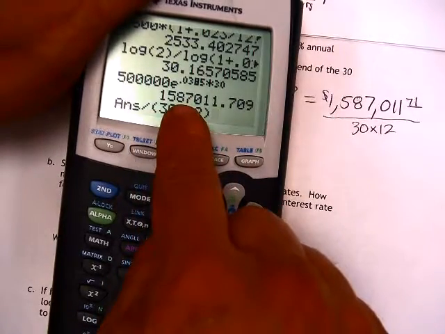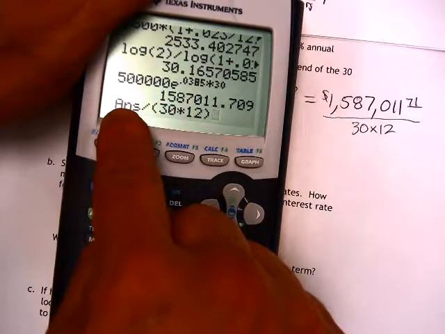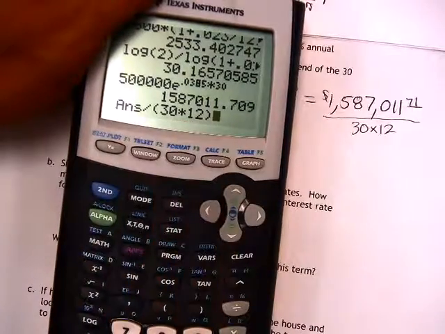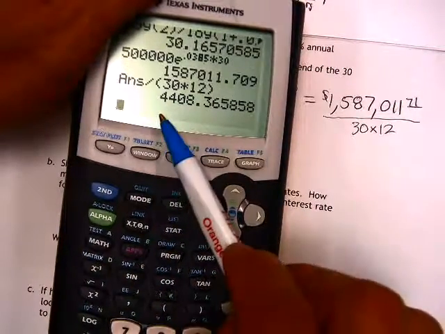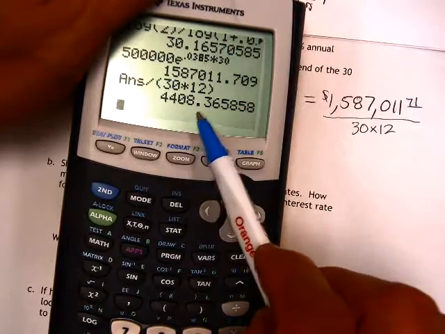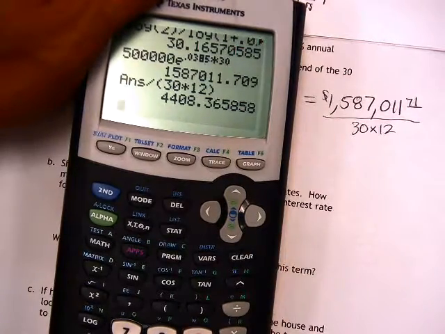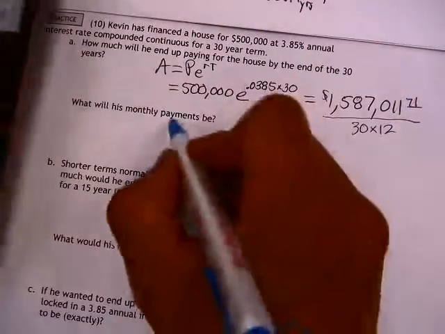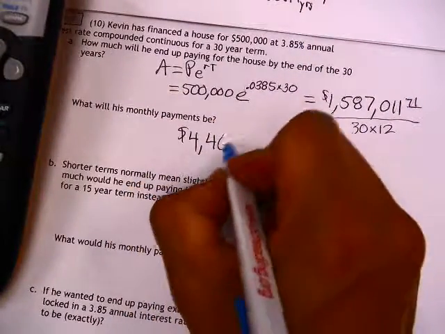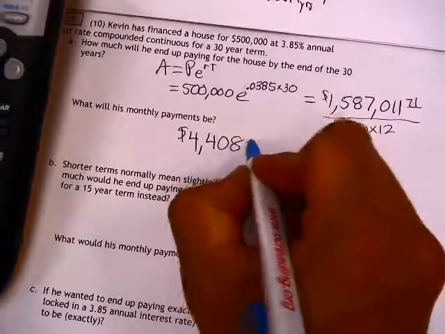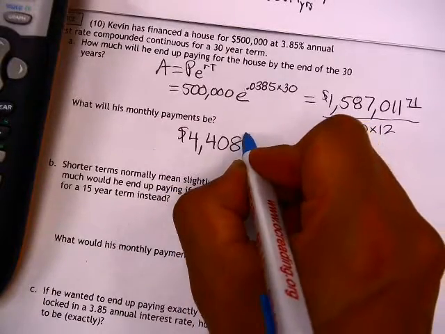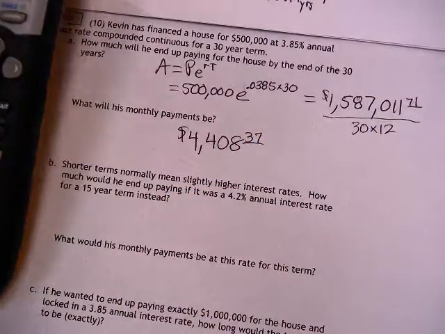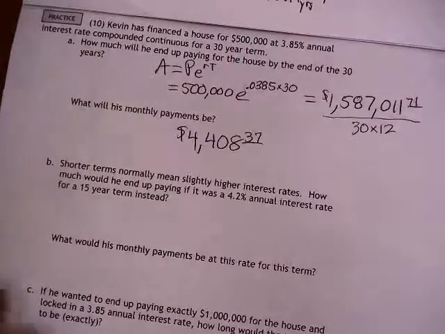So it's going to take this 1.5 million, which is right there for answer, and divide it by that, and I end up with $4,408.36 if you care about, or 37 cents if you round it off. So we'll call it $4,408 and some change, as again we'll call it 37 cents.